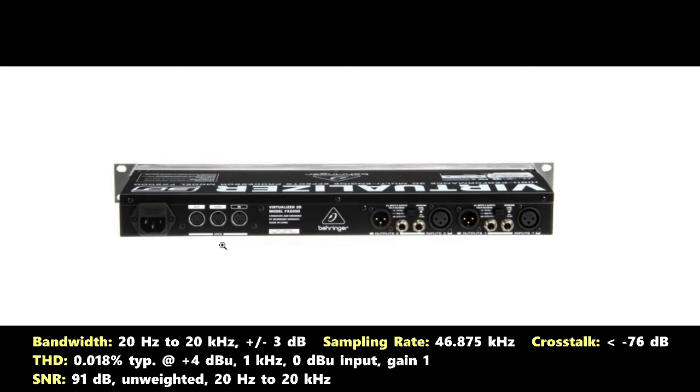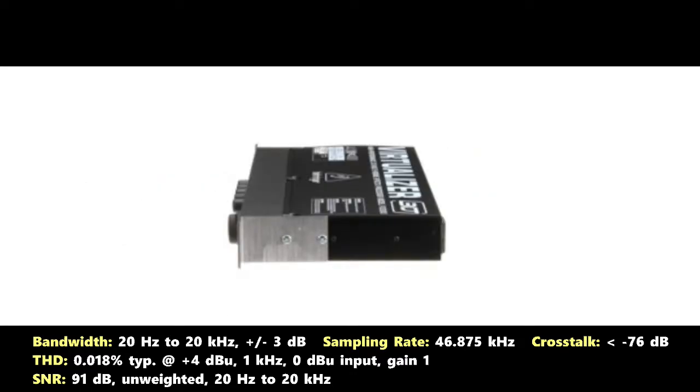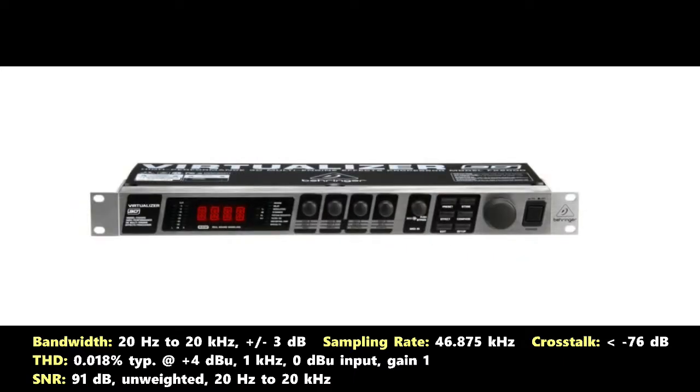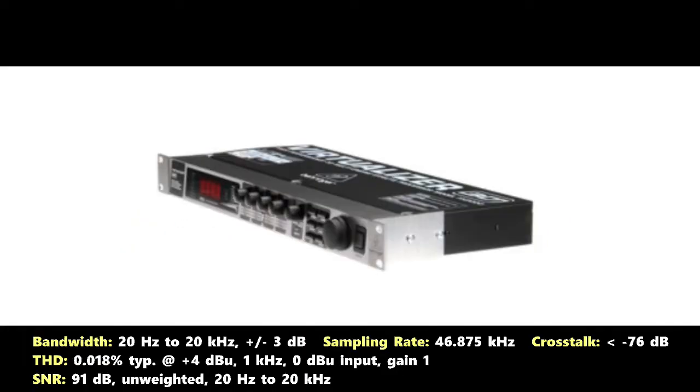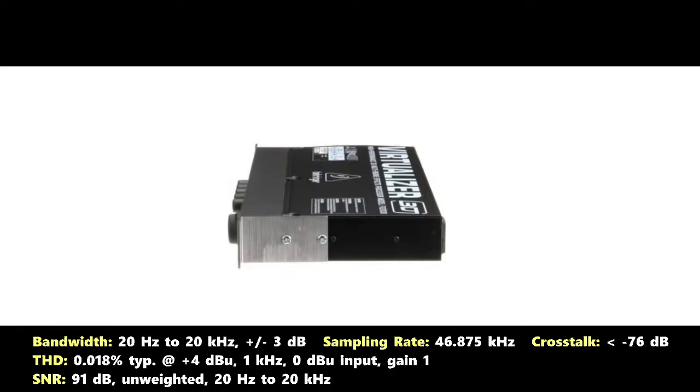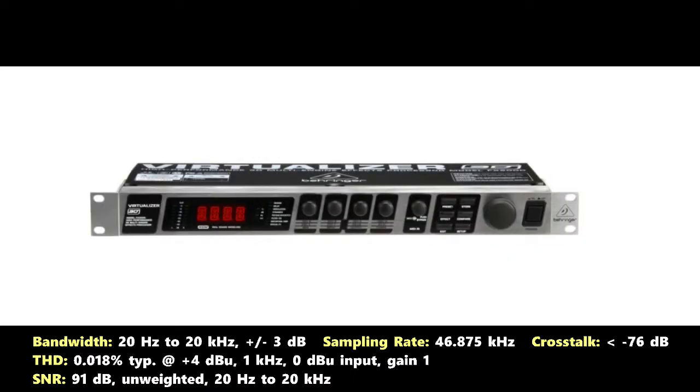The unit in rack spaces is 1 unit. The height is 1.75 inches. The width is 19 inches. The depth is 8 inches. And the unit weighs 4.5 pounds.